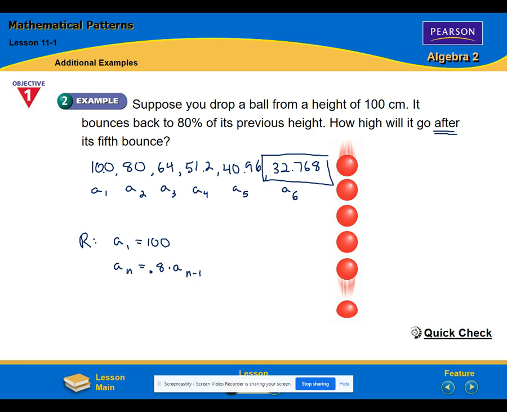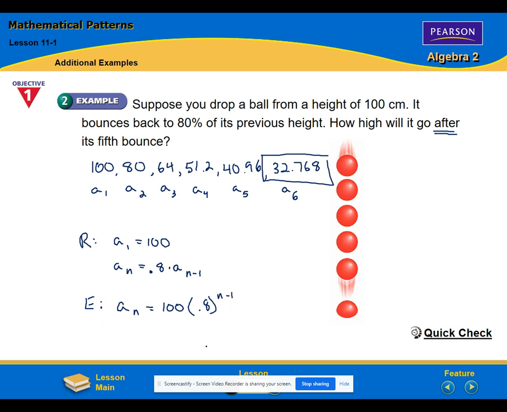And I just did this on my calculator because I wanted each term. I took 100 times 0.8 gives me this, times 0.8 gives me this, times 0.8 times 0.8 times 0.8 gave me the answer. Explicit would be better if we can write it. And that is a sub n is equal to 100 times 0.8 to the n minus 1.